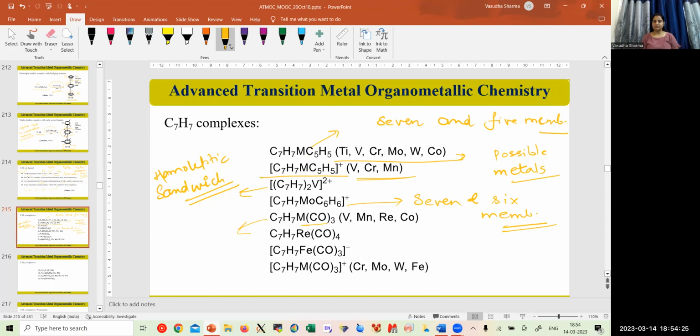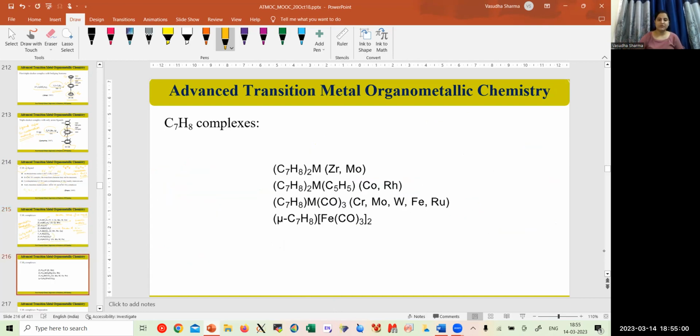Also, this is a combination where we are having C7H7 metal carbonyl. And different examples are there with rhenium, iodine and others. So these are the possible metals which have been seen to coordinate with C7H7. Mostly they belong to the early transition metals. And also their combinations occur, where we have 7-membered rings with a 5-membered ring combination, 7-membered with a 6-membered ring combination, or we have a carbonyl species.